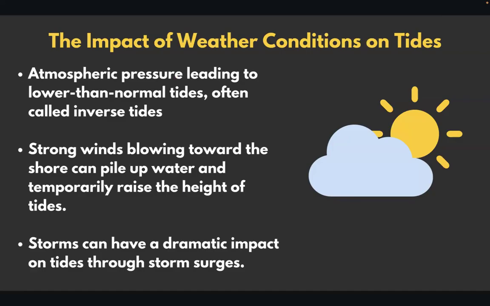And wind is another important factor. Strong winds blowing toward the shore can pile up the water and temporarily raise the height of tides. Similarly, winds blowing away from the shore can lower the tides. Storms, especially hurricanes, can have a dramatic impact on tides through storm surges. These surges occur when intense wind and low pressure combine, forcing large volumes of water to the shore. This can result in tides several feet higher than normal, often causing severe flooding.